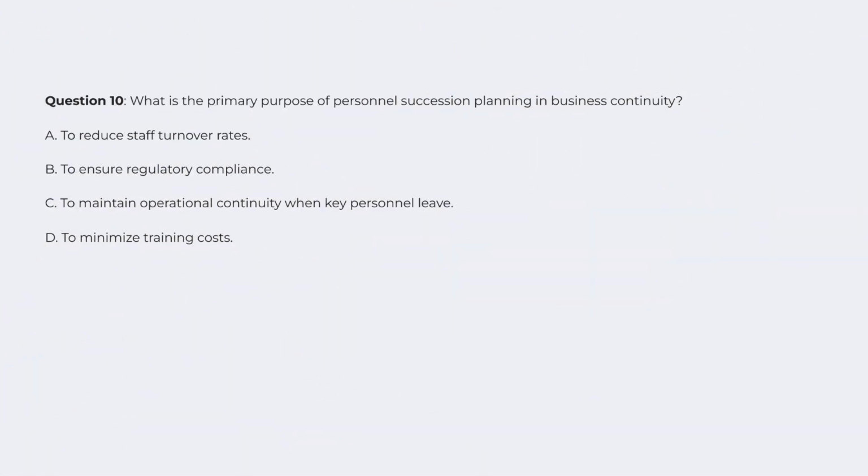Question 10. What is the primary purpose of personnel succession planning in business continuity? A. To reduce staff turnover rates. B. To ensure regulatory compliance. C. To maintain operational continuity when key personnel leave. D. To minimize training costs.